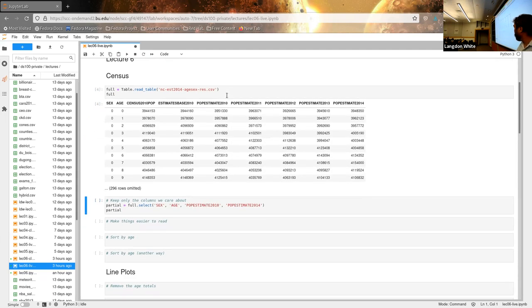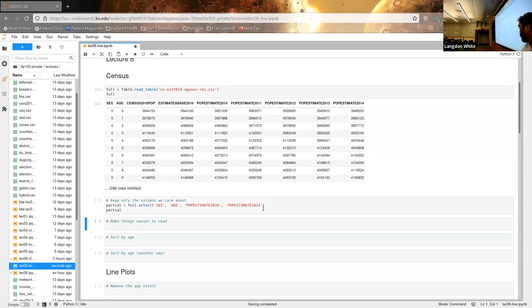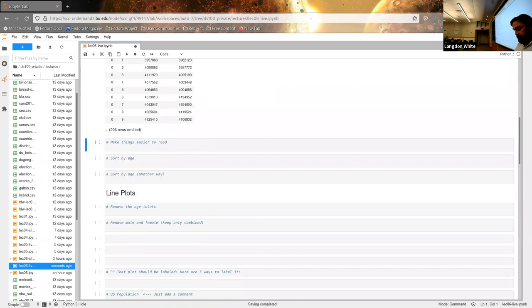All right, and so here we have census data again, and then we're going to pull out a part of it, kind of like we did last time. And just select these particular columns to make a new table called, brilliantly entitled, partial. All right, so the next thing we want to do is make sure my cheat sheet is open, because otherwise I forget what I'm doing. So let's make things a little easier to read.